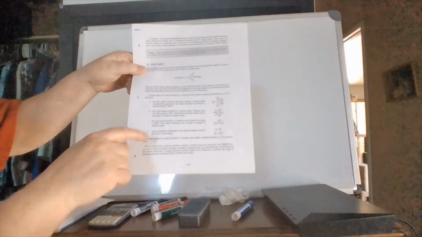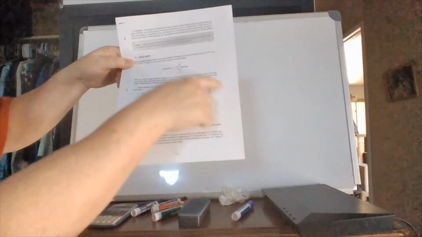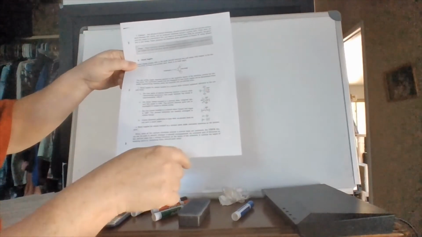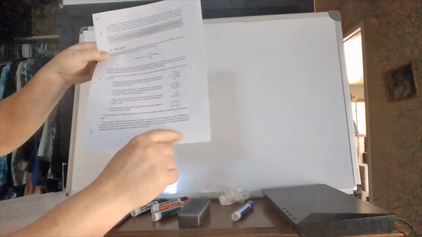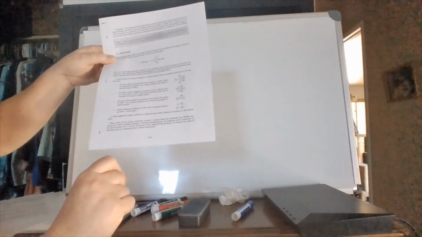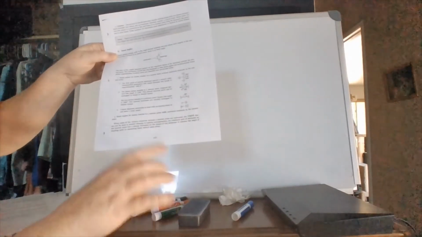Then the next thing you're going to look at is the bond angles around the central atom. And for that, you're going to look under section E, bond angles, and it's going to give you descriptions about the bond angles. Again, it goes on to the next page, so you might not get the correct one until you look at the next page.